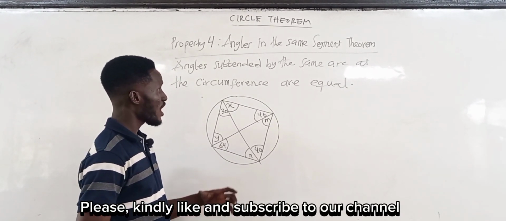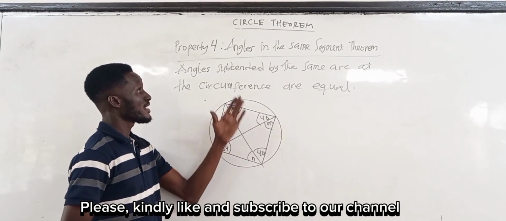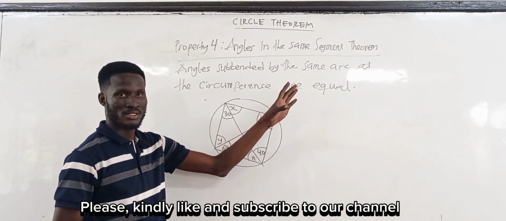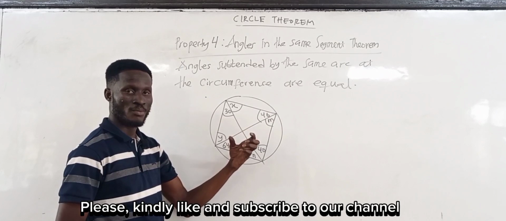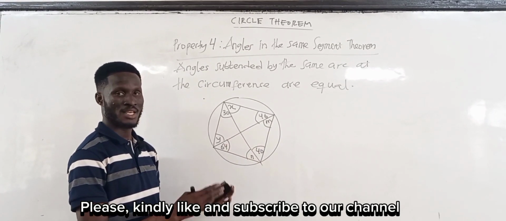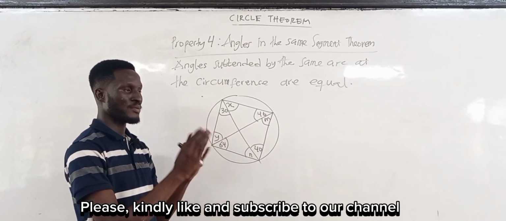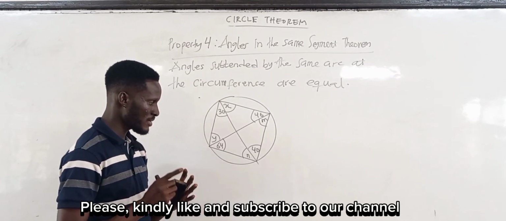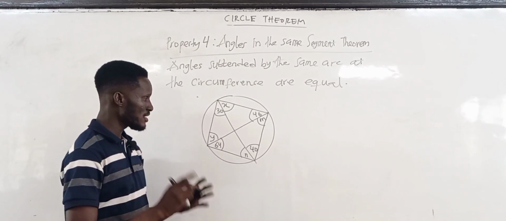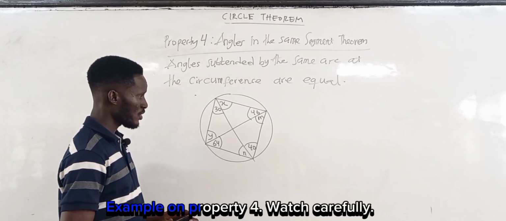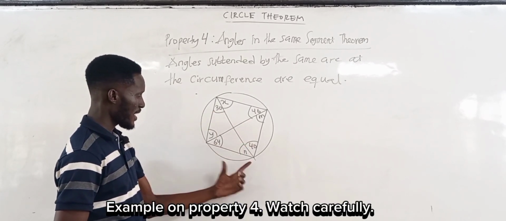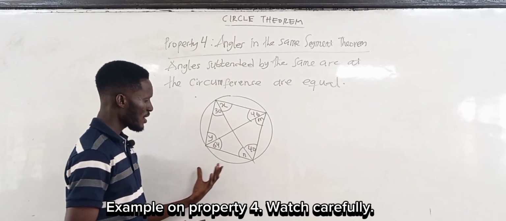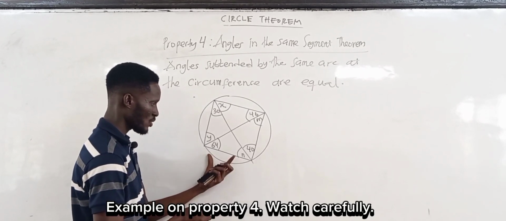Yes. Now, per our previous property, we're talking about the angles in the same segment. When an angle is formed and the angles are all in the same segment, the angles formed are equal. Yes, when the angles are all in the same segment, the angles formed are equal. So how are you going to find the value of m, n, x and y?